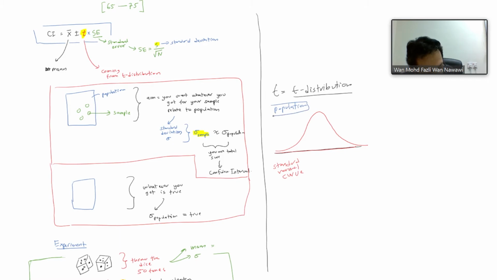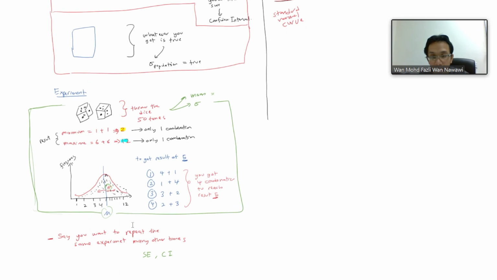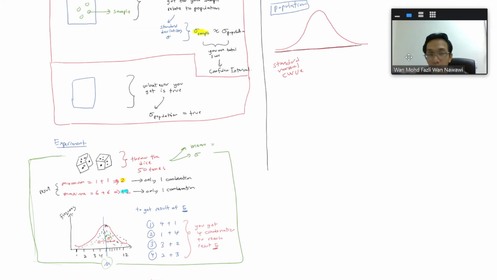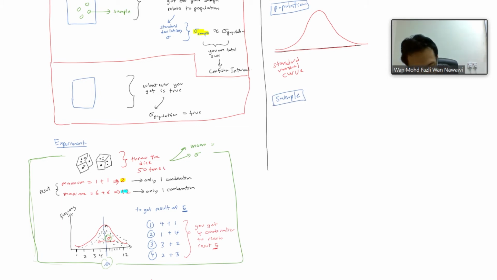You get this curve. When you perform your experiment, let's say with a dice, you also have a curve, but this curve will not be exactly the same as the standard normal curve. Let's say this is your sample. Your curve will be similar, but not exactly the same. Maybe your curve will be flatter like this and so on. So this is maybe your sample curve.